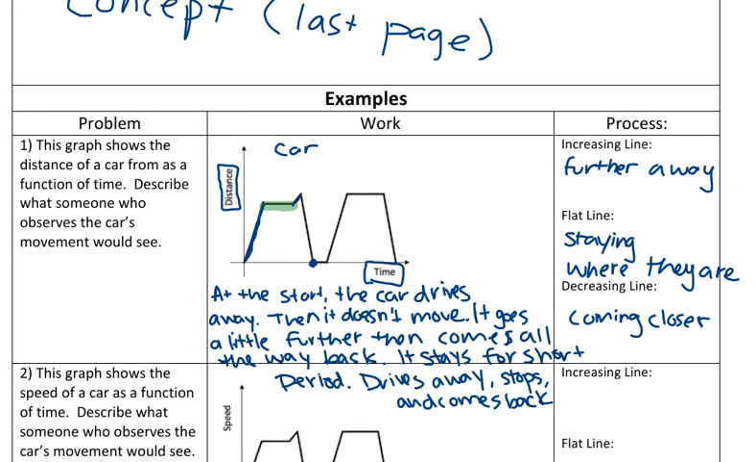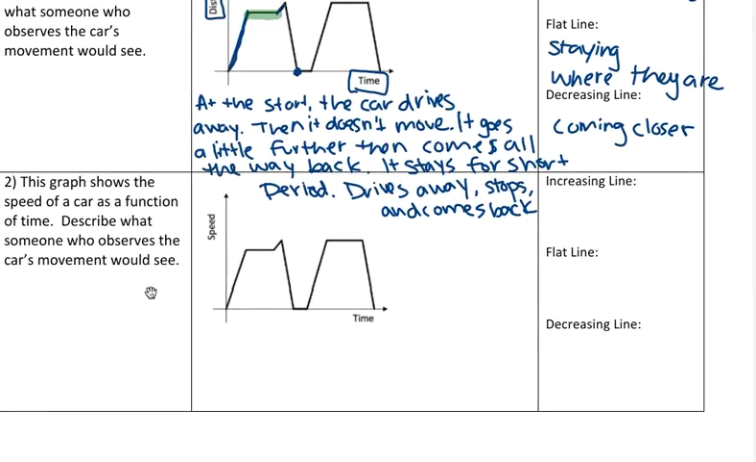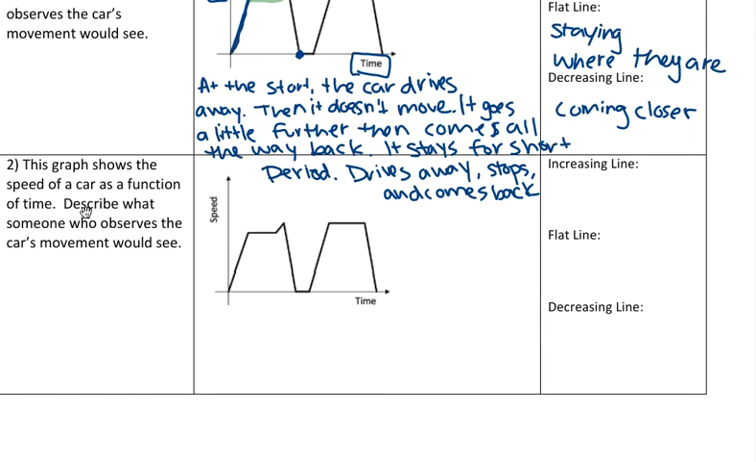Okay, number 2. This one says the graph shows the speed of a car as a function of time. So this time we're looking at speed. So that's really important that we see the speed and we see the time. Okay, so we need to describe what this would see.